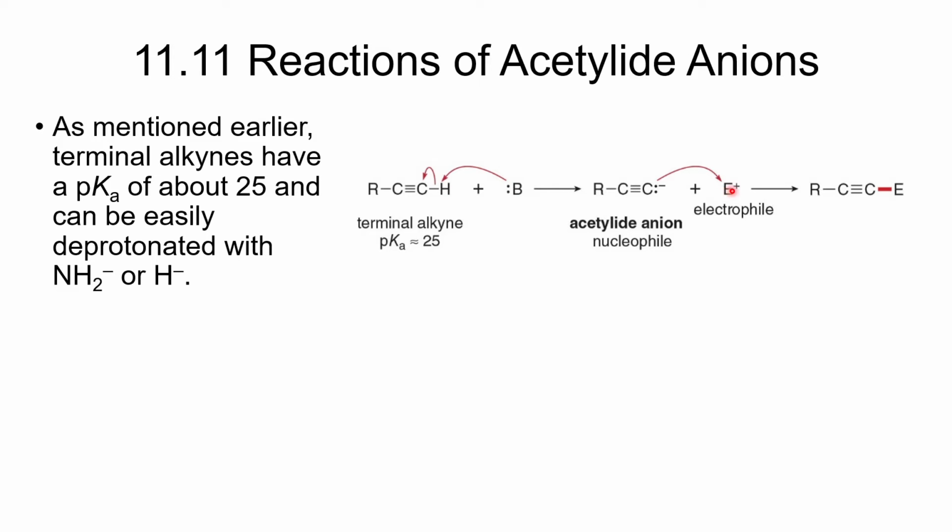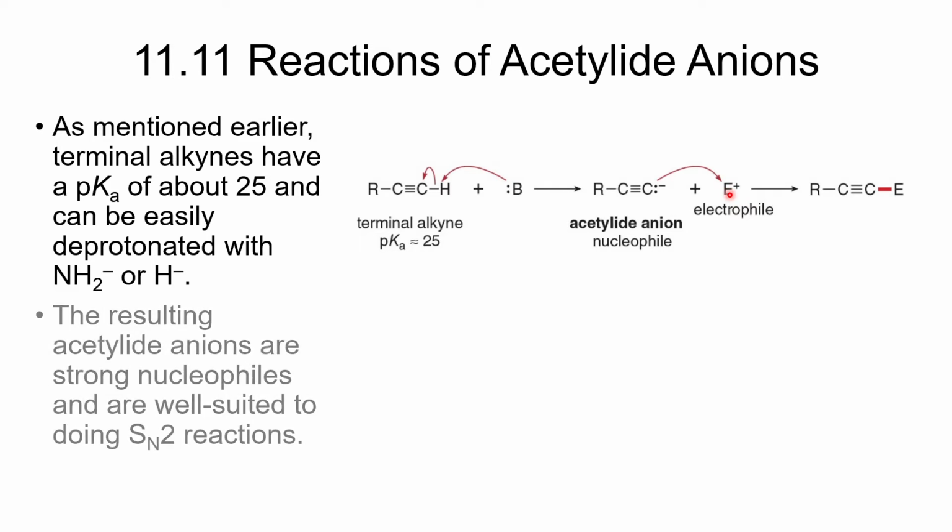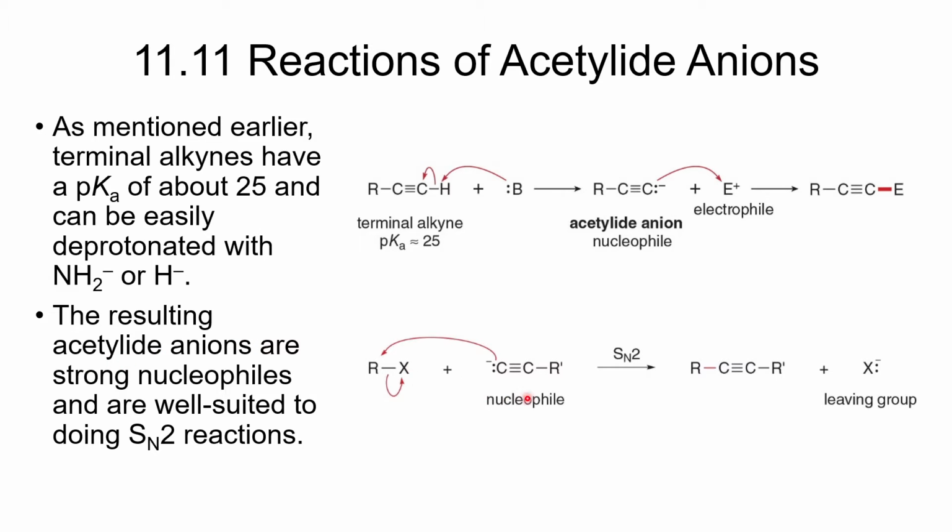A very convenient reaction. So a typical reaction that we really like to do is an SN2 reaction where we use this as a nucleophile, and that allows us to make new carbon-carbon bonds. So here we can take this nucleophile, react it with this alkyl halide, doing an SN2, and we end up getting this internal alkyne because we've got carbons on both sides.